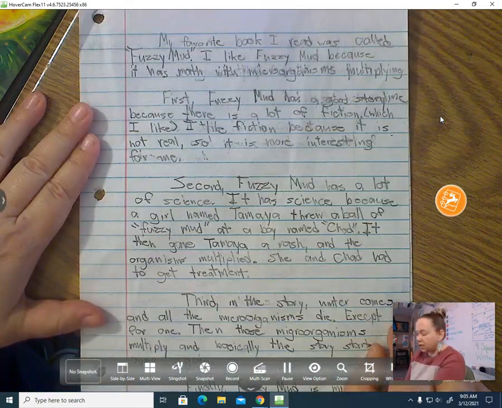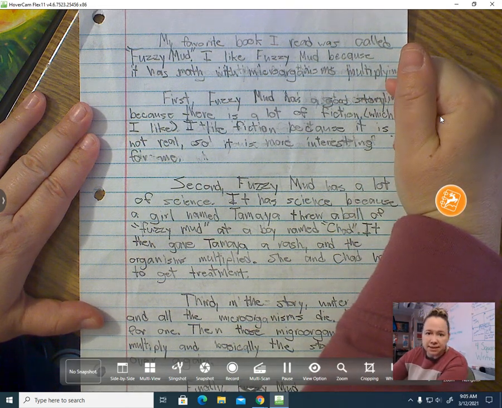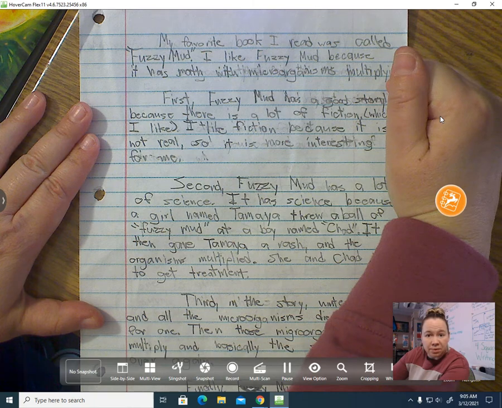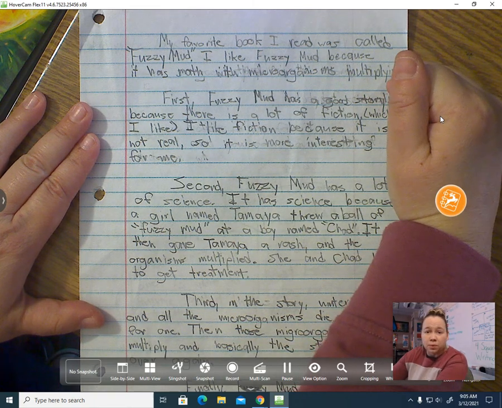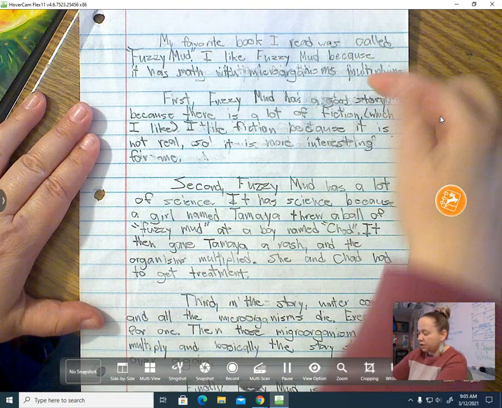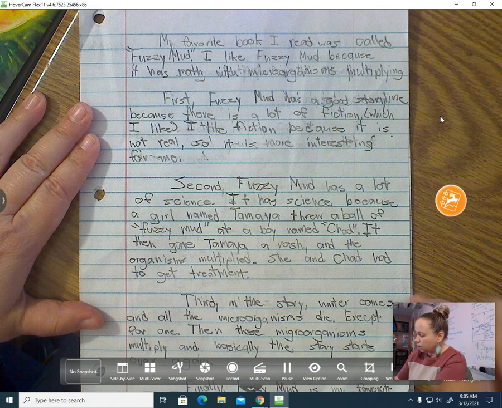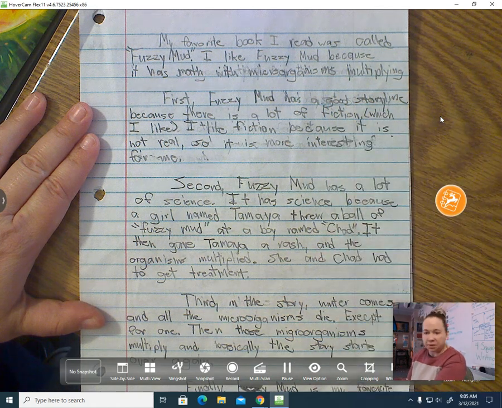So we have clear paragraphs. I told them that they could skip a line. That does help with organization. They don't have to skip a line, but it's a good idea for students who are struggling with organization to skip a line. They definitely need to indent. And again, paragraphs need to be 3 to 5 sentences. So this is clearly organized into paragraphs.